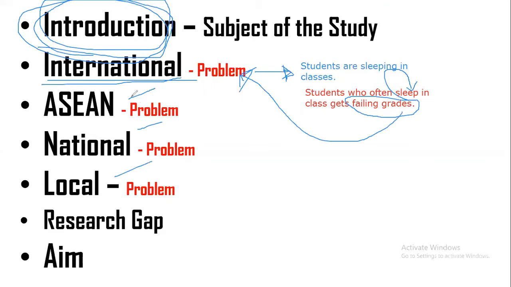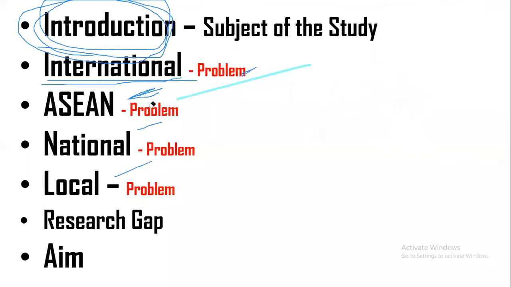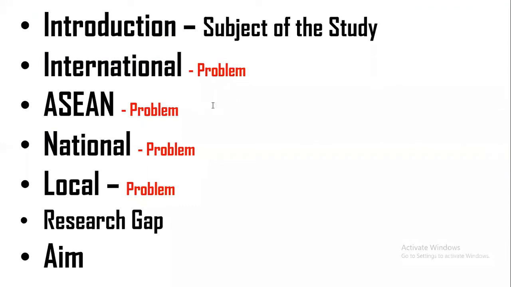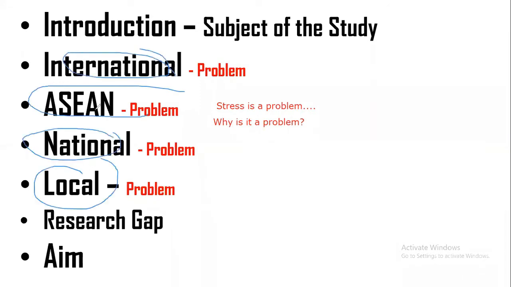The same goes for the ASEAN. Let's say, for example, that you are going to look at Malaysia. Look for a problem in Malaysia that is related to your topic, let's say, stress. Now, when you say stress is a problem, this is not yet a problem. You have to ask the question, why is it a problem? And the answer to this question is also the thing that you have to put in this section, whether local, national, international, or ASEAN.